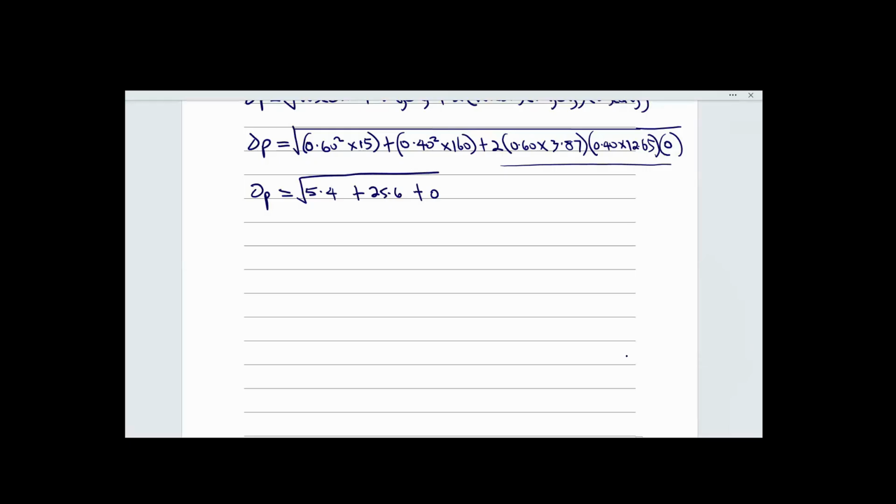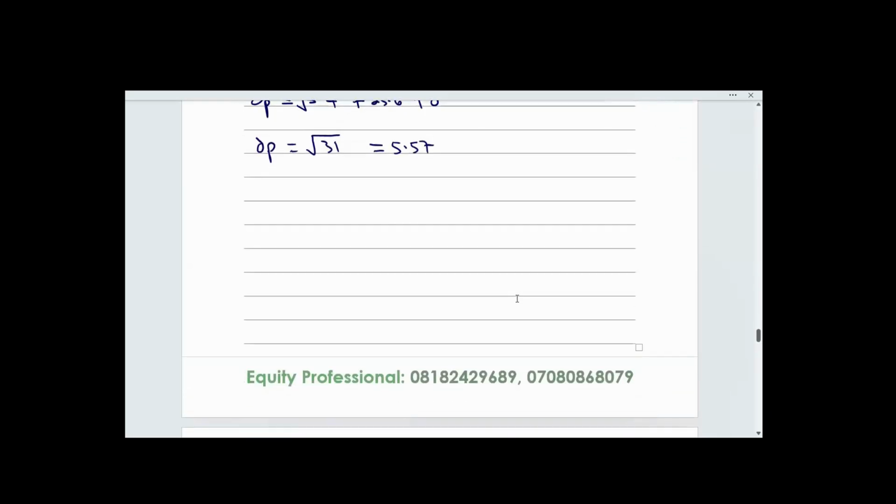Everything will be 31. So that will be the square root of 31. What do you get? 5.57. So the risk of the portfolio is 5.57.